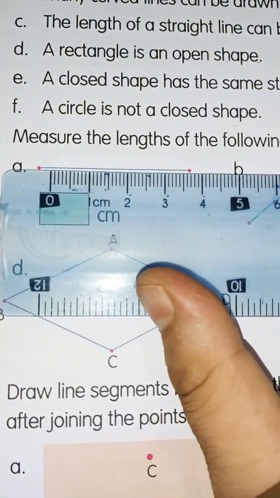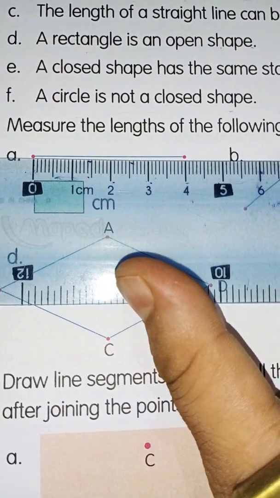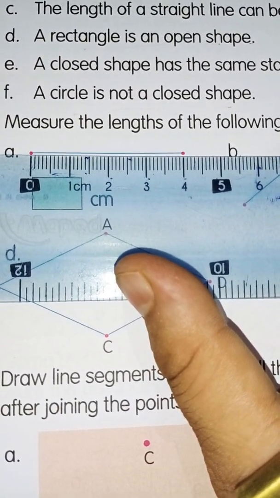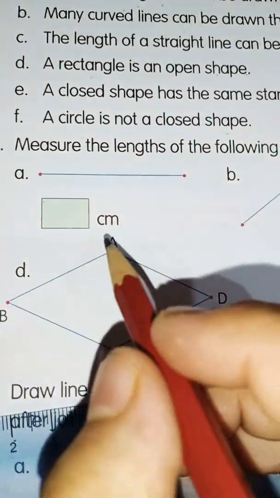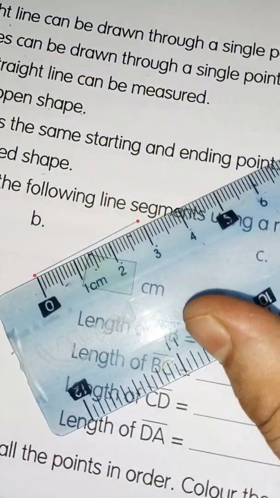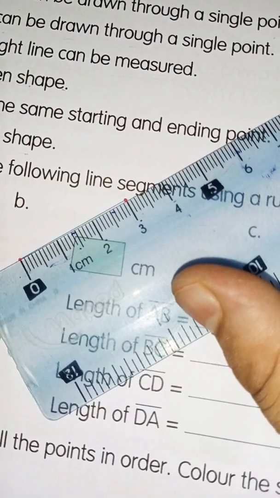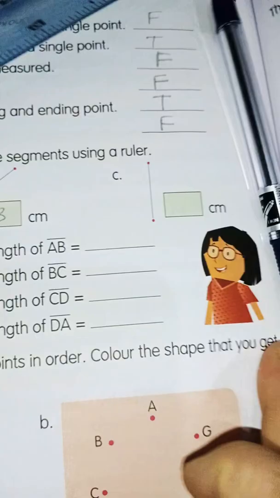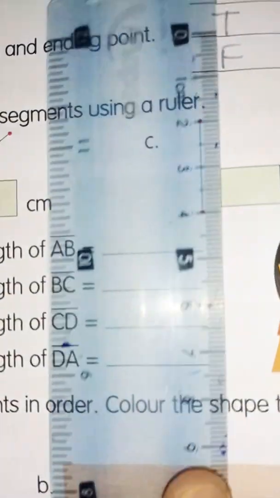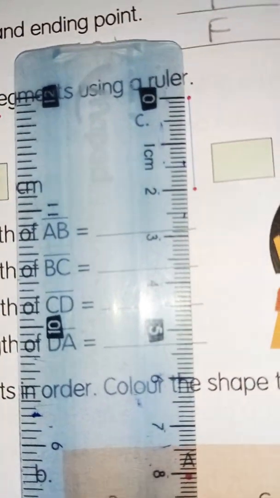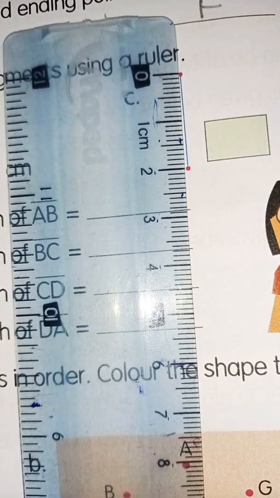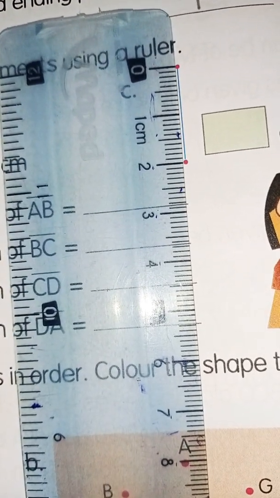So if I put it here and then see, you can say I have started from 0 and it ends at 4, so this will be 4 centimeter. If I go for this one again, I'll put it in the starting point and I'll see where is the end point. The end point is a 3 centimeter. Then this one also, I'll put 0 in the starting point and the end point is at 2. So this is 2 centimeter.